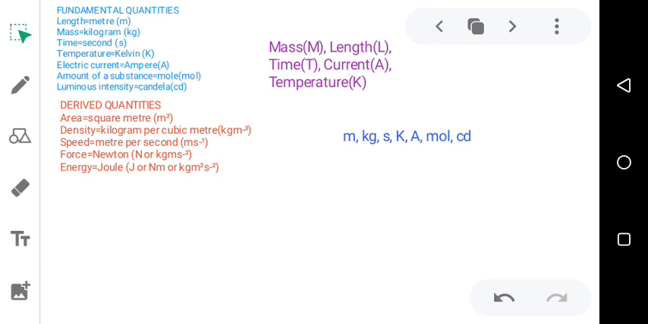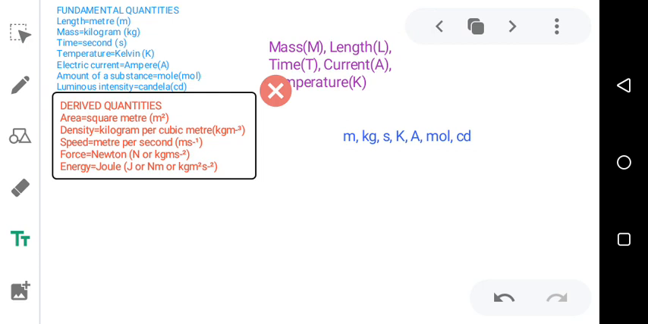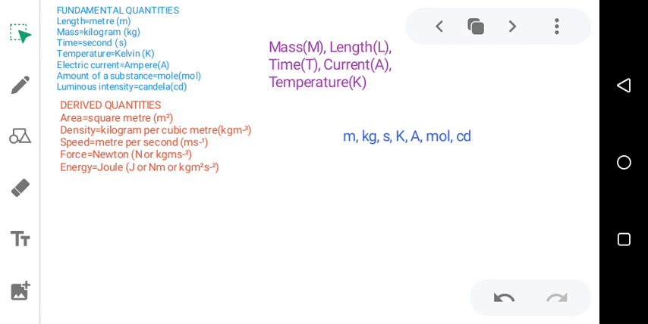So looking at the units, you observe area is meter square, density kilogram per cubic meter, speed meter per second, force Newton or kilogram per meter square, energy is joule or Newton meter or what? Kilogram meter square per second square. Now, all those are scary or intimidating, but they are easy.